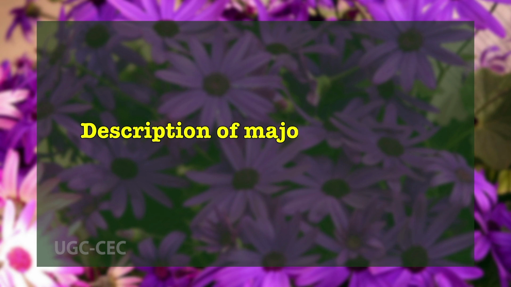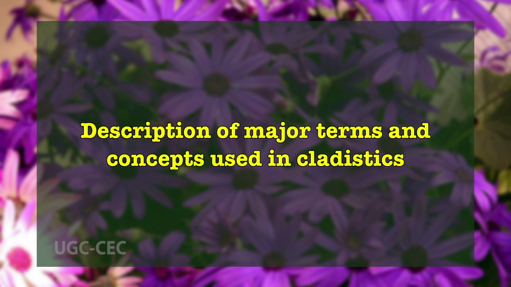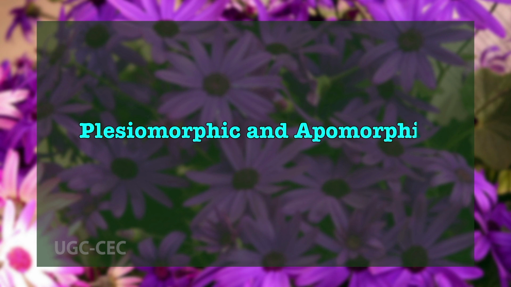Dear students, before analyzing the methodology of handling data for cladistic analysis, it's important to understand the main terms and concepts used in cladistics. So, let us discuss our first objective, that is, description of major terms and concepts used in cladistics. Let us first have a look at plesiomorphic and apomorphic characters. A central point to the determination of the phylogenetic position of a particular group is the number of primitive, plesiomorphic, or advanced, apomorphic characters that the group contains.